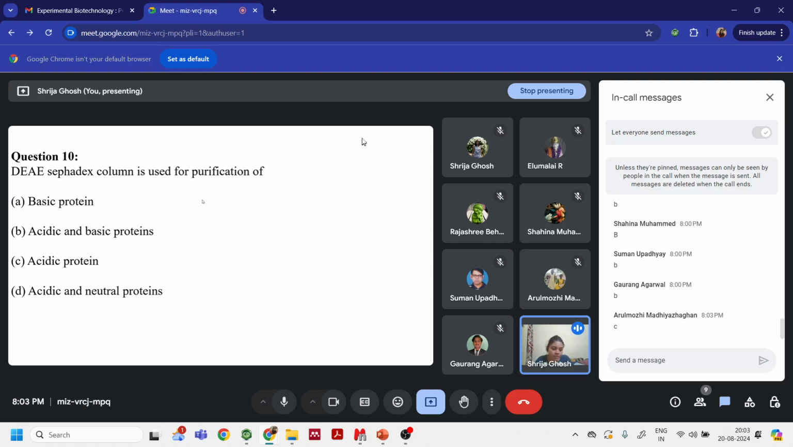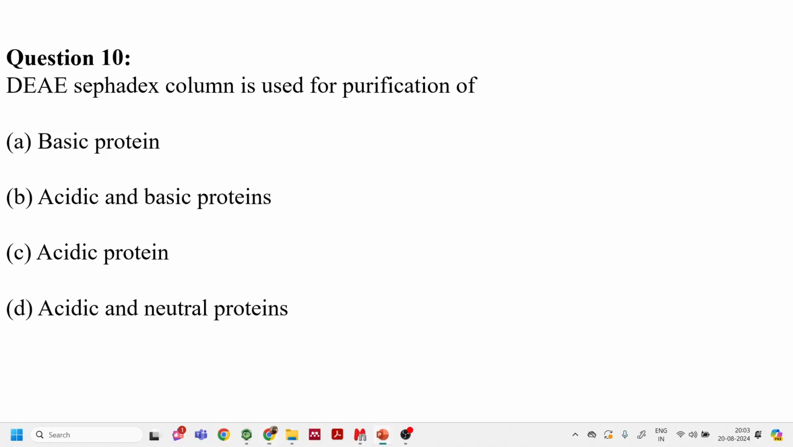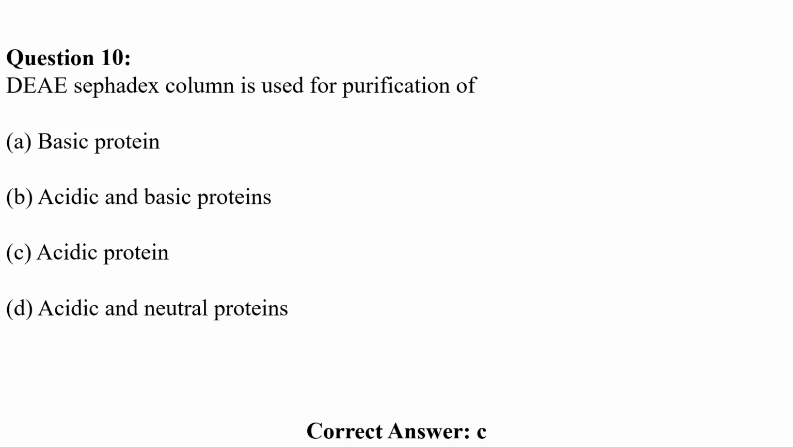Okay, we have one answer, option C, acidic proteins. Anyone else want to answer? Okay, another answer also is option C. Now I have told you it's an anion exchange column, so you should be able to understand what is binding. So option C is the right answer, acidic proteins.